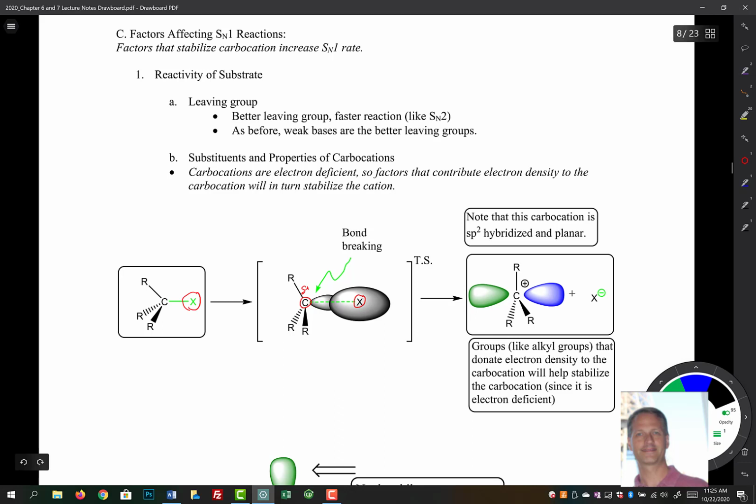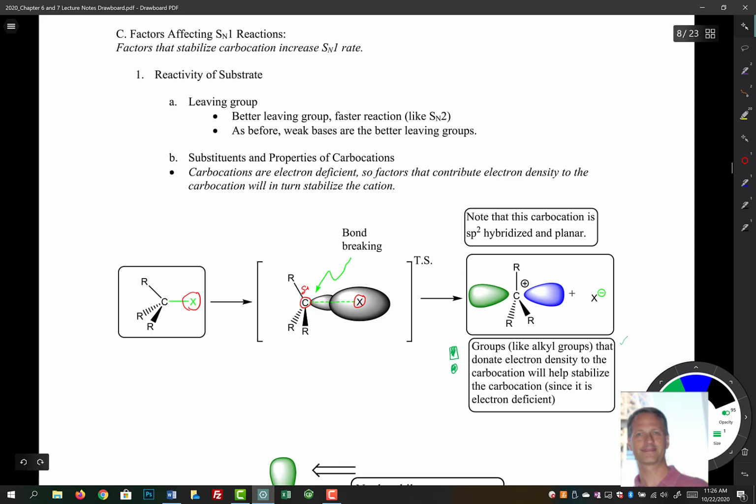And remember here, and I outlined this down here below for us, this is important. Groups like alkyl groups that donate electron density to that carbocation will help stabilize it, and that will help speed up this reaction.